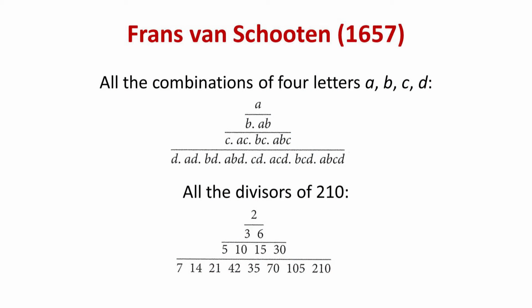Different authors have always liked to express their formulas in different ways, depending on the purpose. And in 1658, the Dutch mathematician Frans van Schooten listed the combinations of the letters A, B, C, D like this, starting off with A, and then in the next line he had added B, then he added C, and then he added D. So he added 1 new letter in each row to give you all the combinations. He then observed that if you replace these letters A, B, C, D by 2, 3, 5, and 7, then you obtain the divisors of the number 210.